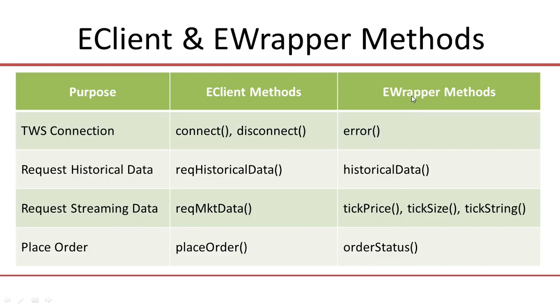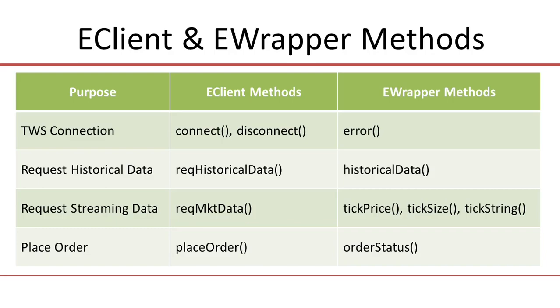Similarly, if we want to request historical data, we can make use of request historical data method in EClient class. TWS would return the historical data using historical data method available in EWrapper class. Now, you don't need to remember all these methods. You can take a look at all the available methods in EClient and EWrapper classes by going to IB API online documentation.